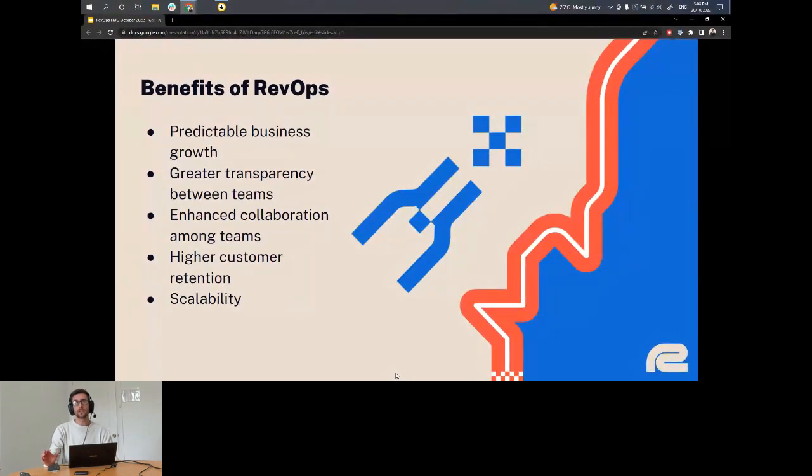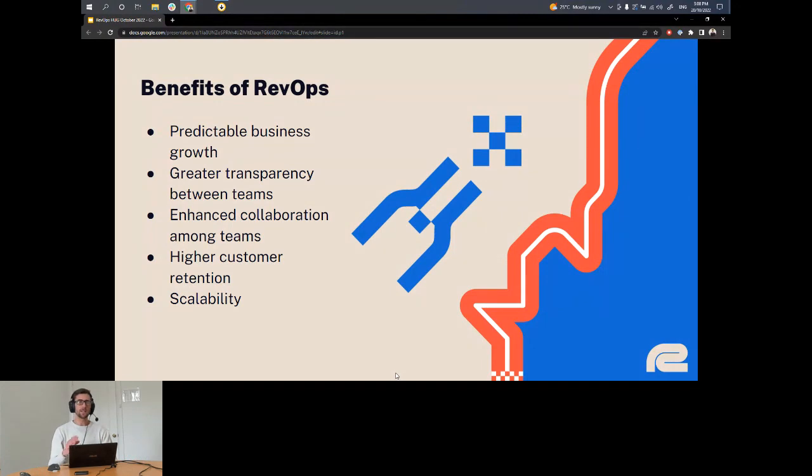RevOps creates transparency between your teams. Imagine a cross-team meeting where the marketing team talks about their objectives, and the sales team talks about theirs, and they can't agree on anything. And at the end of the day, the whole picture is unclear to everyone.